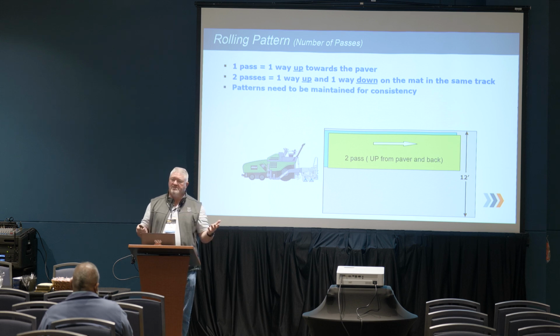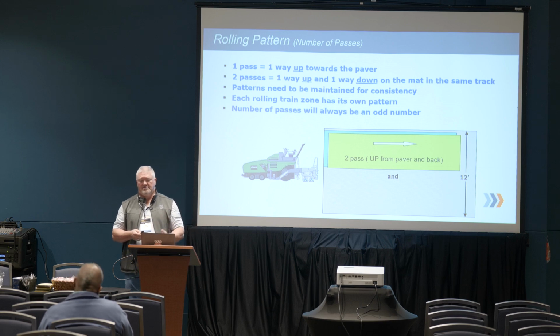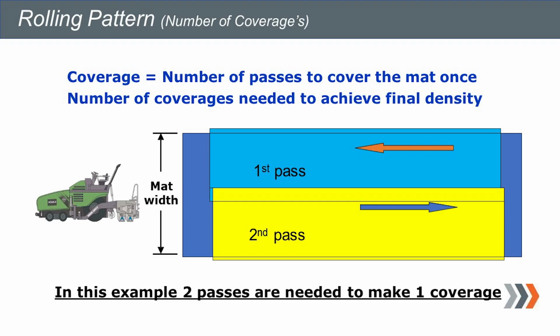We're going to do this for consistency. Each roller is going to have its own growth curve or setup as far as passes go. We're going to use an odd number, because an odd number is going to catch you back up to the paver. So it'll be 3, 5, 7, 9 passes. If up and back is 1, it'll be a half pass: 1.5, 2.5, 3.5 passes.